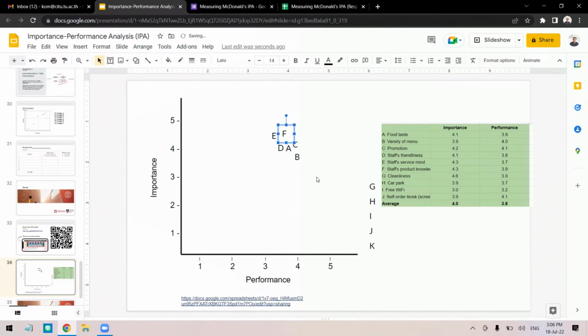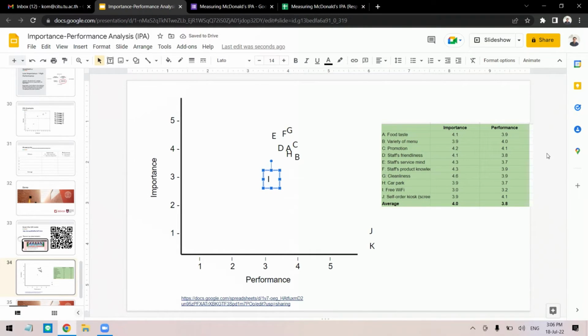So approximately like that. G is cleanliness at 4.6, so customers expect very high cleanliness, and reality is about 3.9. H is car park, importance 3.9, about here, performance about 3.7. I is free Wi-Fi, 3.0. Very interesting: for free Wi-Fi, customers don't think this is important. They're not going to McDonald's because of free Wi-Fi. And performance is about 3.2.